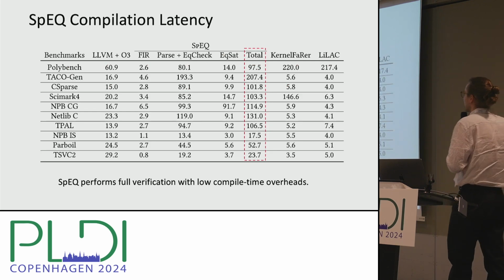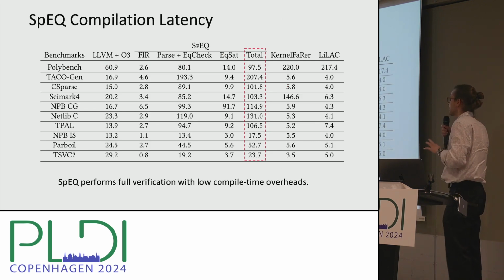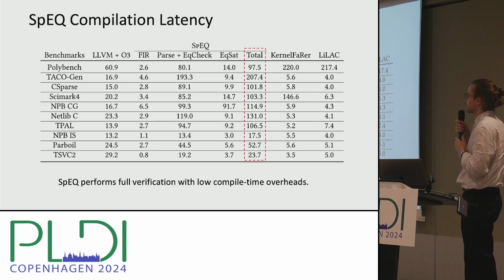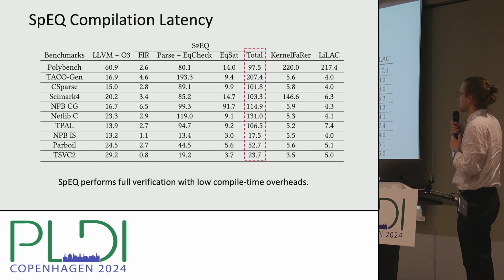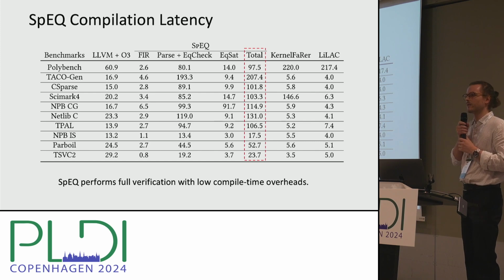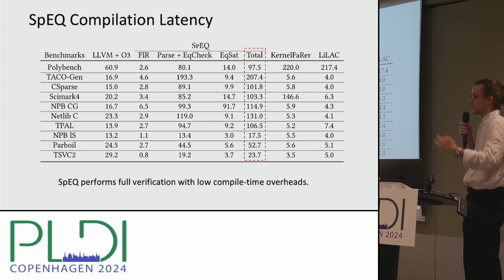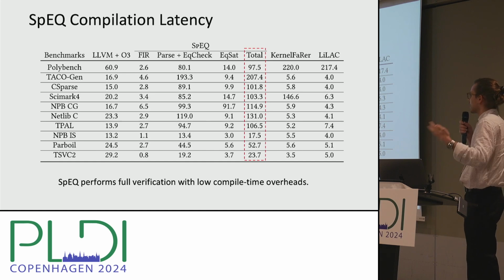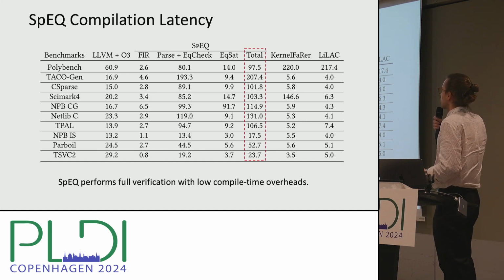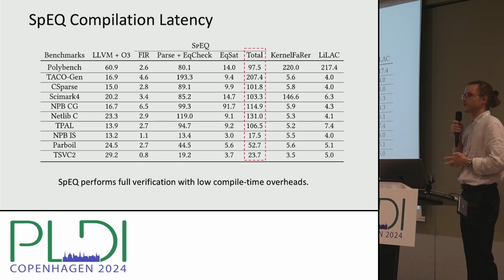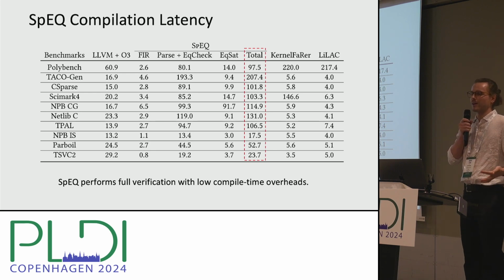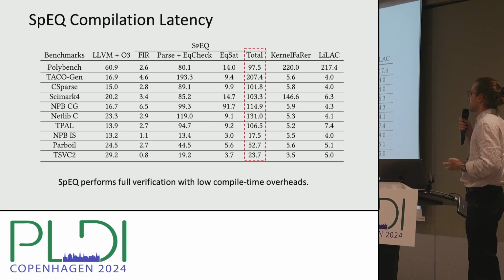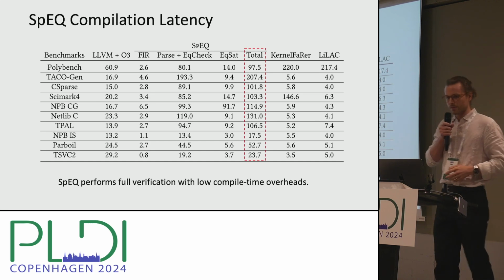Also, we are usually pretty close, somewhat, to the LLVM O3 pipeline, even though everything is written in basically Python. We are using libraries written in Rust, for example, egglog. But we're still able to keep up with a lot of these tools. So unlike a lot of verification and equivalence checking tools that can take a lot of time, we're not too bad in terms of latency.